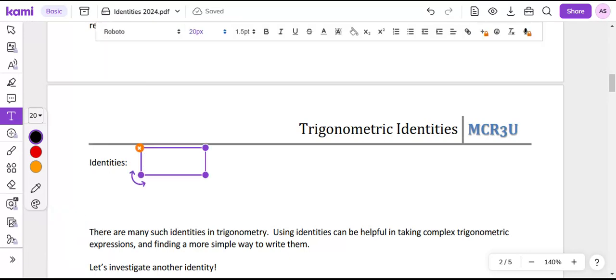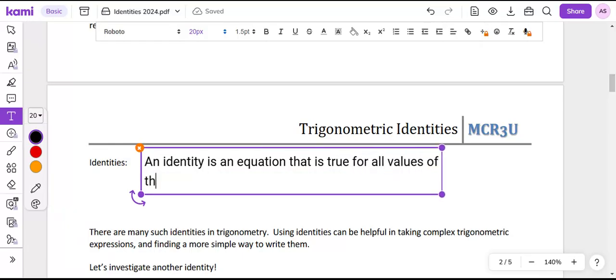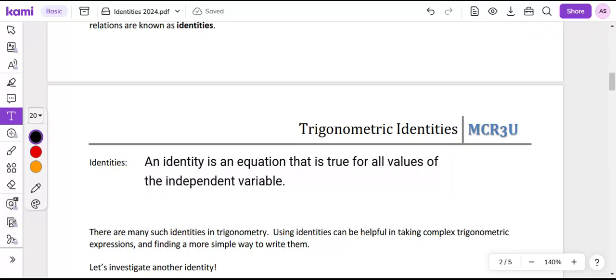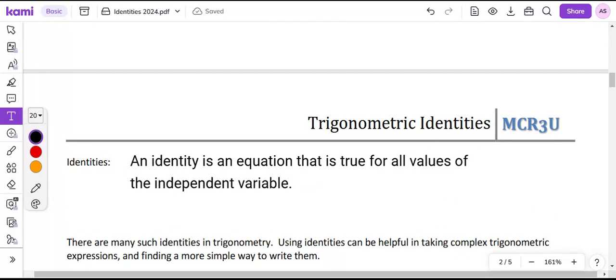All right, identities. An identity is an equation that is true, I know how to spell, for all values of the independent variable. So that's a bit of a mouthful. I'll let you guys get that down. And then I got some space here. We'll do a little quick example and non-example.